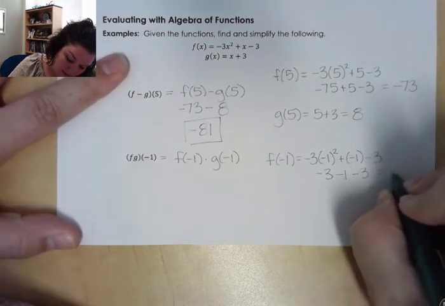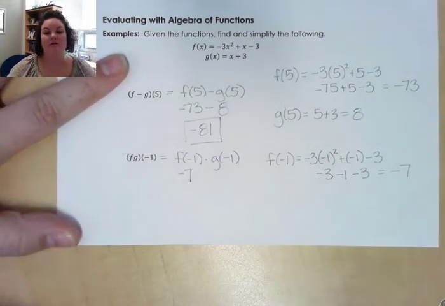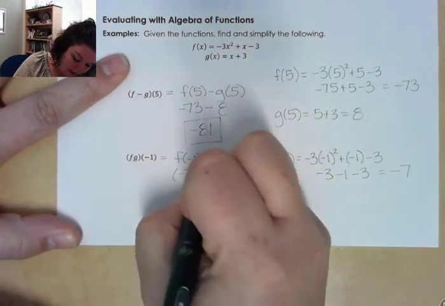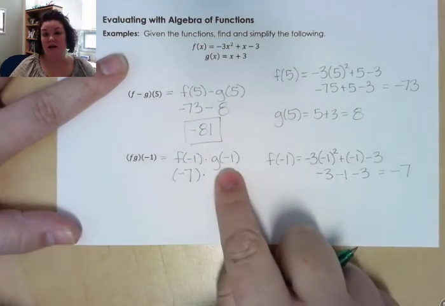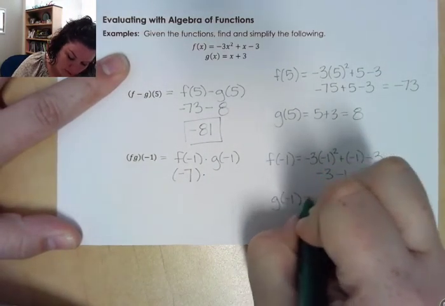Minus 3 gives me negative 7. Okay. So I'm going to go ahead and replace my f of negative 1 with negative 7. And I want to multiply that by whatever g of negative 1 equals. Okay. So over to the side, I'm going to figure out what g of negative 1 is.